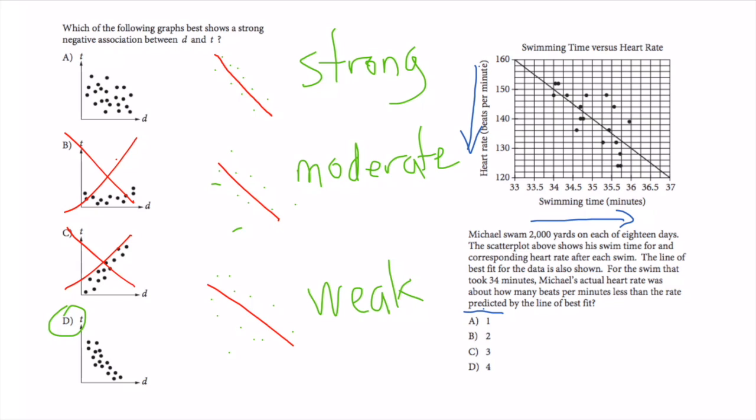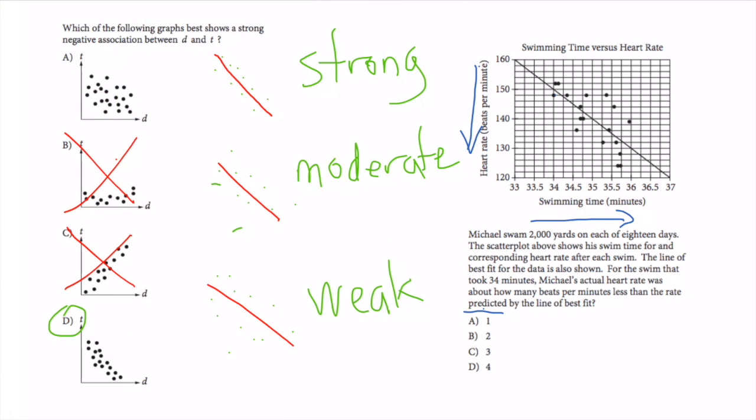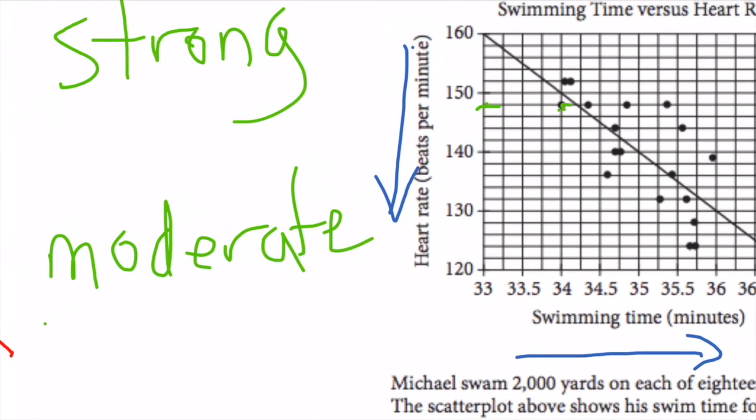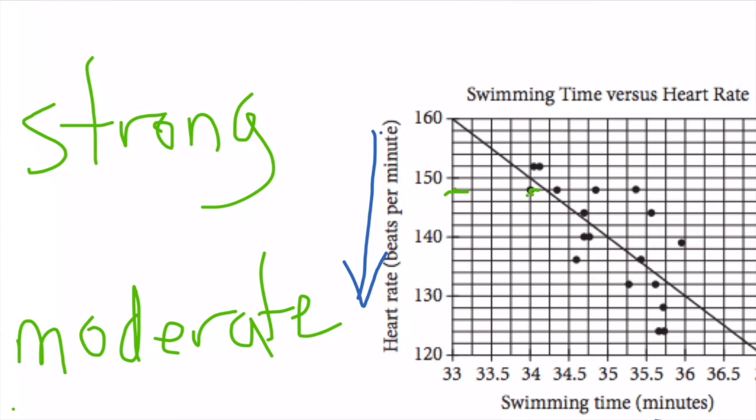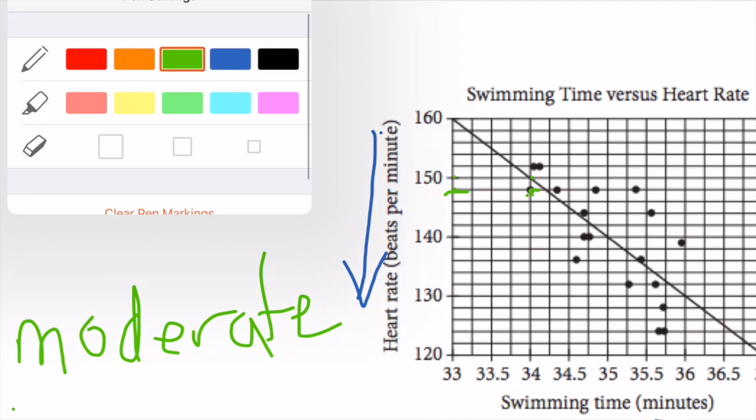So looking at the swim that took 34 minutes. Okay, that is that point right here. Okay, and his heart rate is at 148. Okay, and the line here is predicting, it's kind of difficult to see. Okay, but the line here is predicting that it would have been right here.